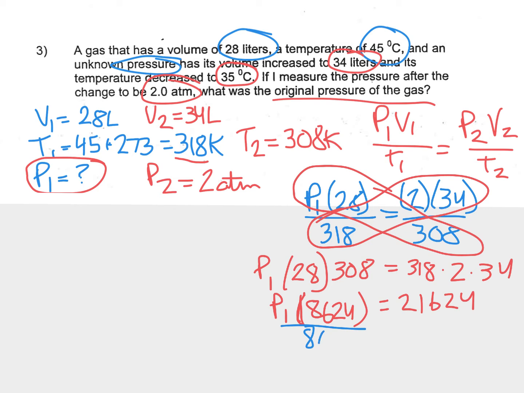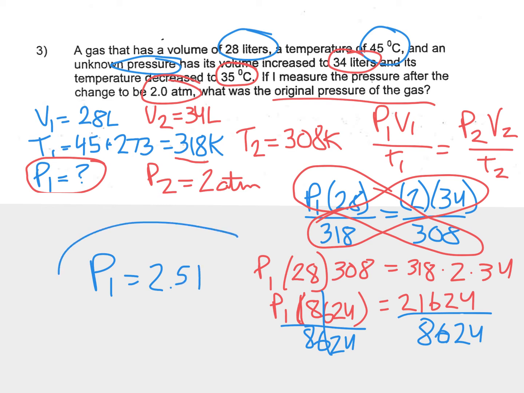Now we want to get P1 by itself. So we're going to need to divide both sides by 8,624. Whoops, and I did that as 42 instead of 24. Let me fix that up. Perfect. We know that's going to cancel out, so you'll be left with P1 for just your answer. And then 21,624 divided by 8,624 ends up being about 2.51.